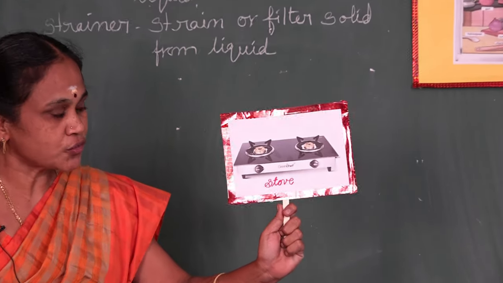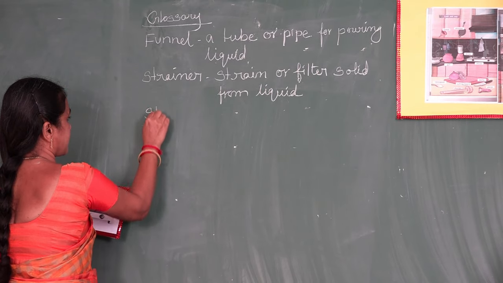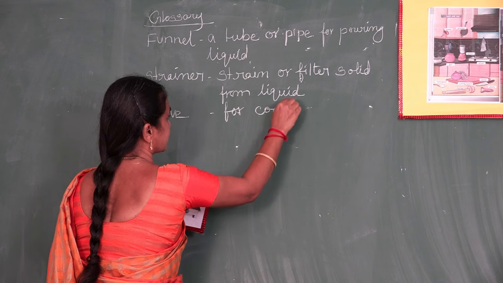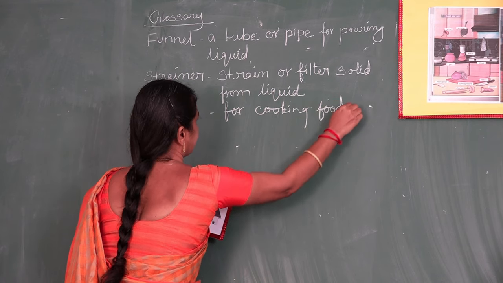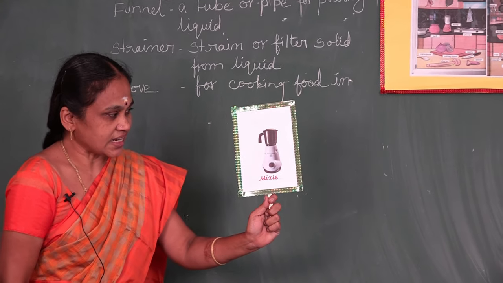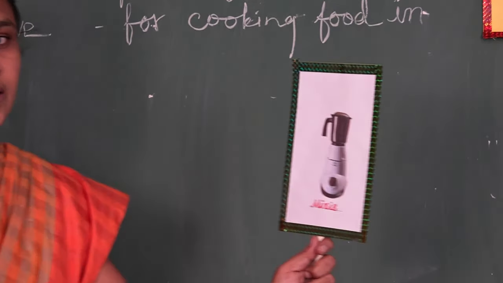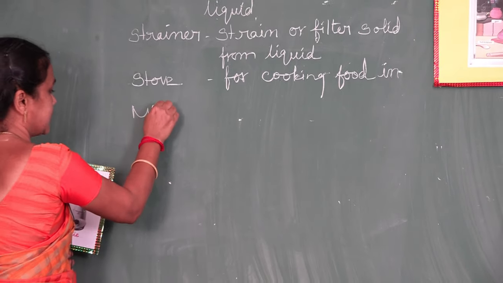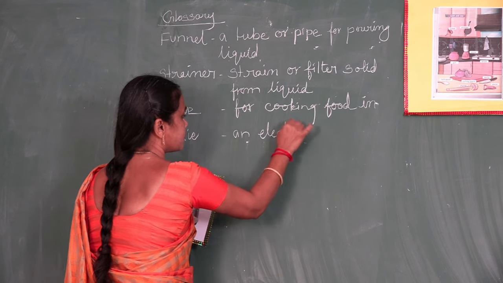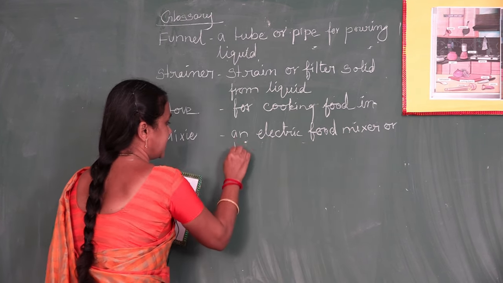Stove, used for cooking or heating food. Stove for cooking food. Mixie, an electric food mixer or blender used for grinding and mixing. Mixie, an electric food mixer or blender.